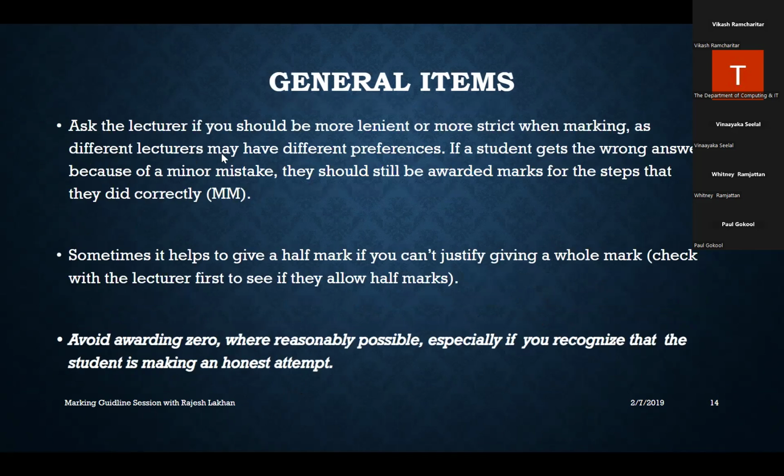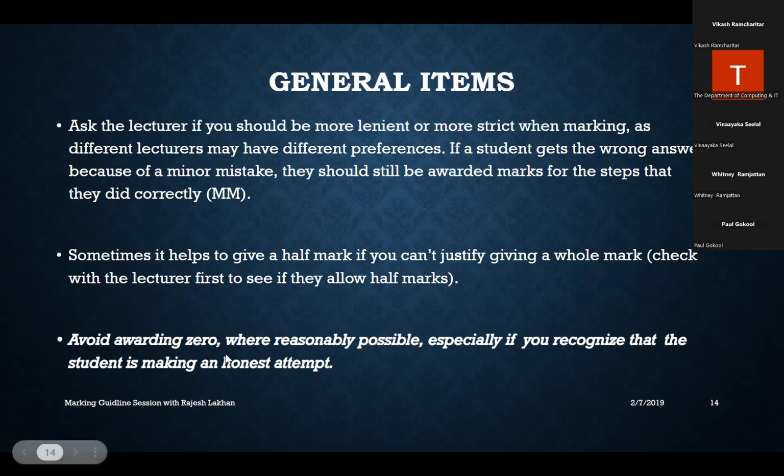General items: ask the lecturer if she wants you to be more lenient or more strict when marking, as different lecturers may have different preferences. If a student gets the wrong answer because of a minor mistake, they should still be awarded marks for the steps that they did correctly, right? Sometimes it helps to give a half mark if you can't justify giving a whole mark. Check with the lecturer if they allow half marks. So some lecturers don't, some do, right? It's just dependent on the lecturer.